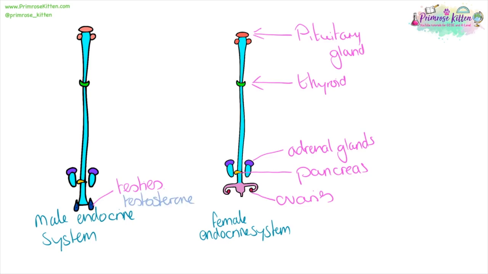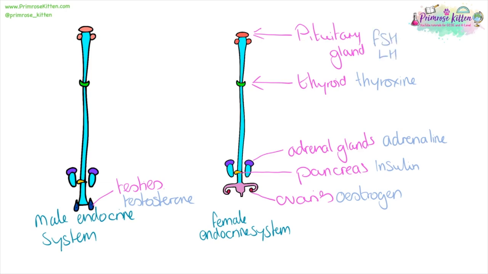The testes produce testosterone, which has the effect of growing muscles, making the balls and penis drop and grow larger, increasing the rate of hair growth. Estrogen is produced in the ovaries, that's responsible for the maturation of eggs and the menstrual cycle. The pancreas produces insulin, which is important for regulating blood glucose levels. The adrenal glands produce adrenaline, which is important for our fight or flight response. The thyroid produces thyroxine, which is important in regulating our metabolism.